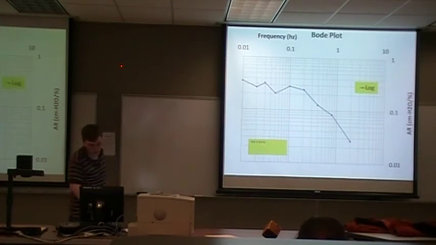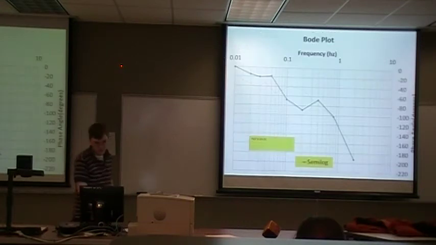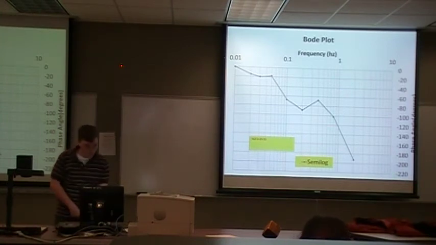Here's one of our Bode plots, the log. You've got your amplitude ratio versus your frequency. It's got one more point. It's kind of messed up here. And here's the phase angle versus frequency, semi-log. And here they are together.